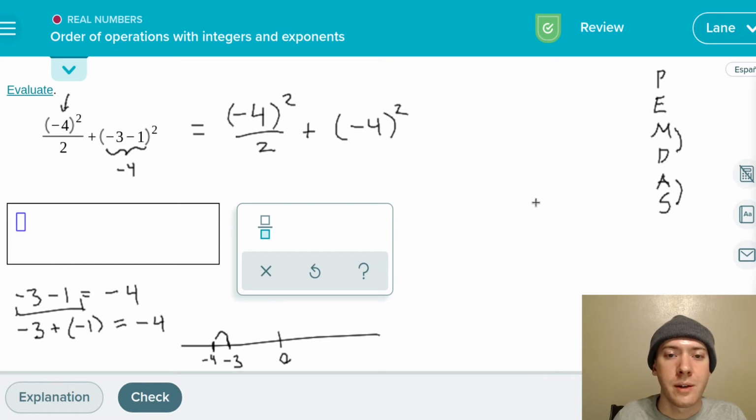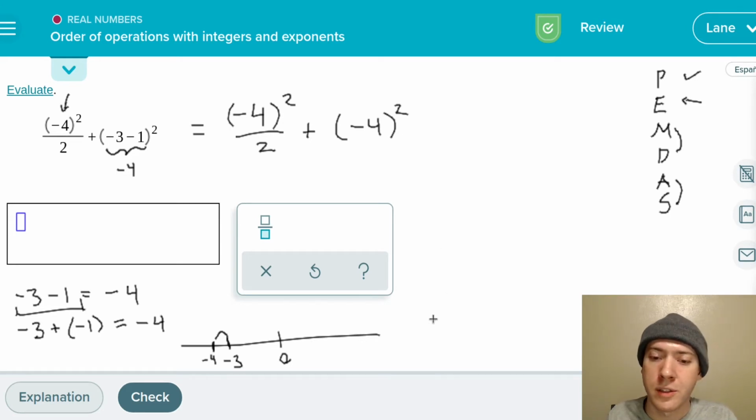Okay, now we've taken care of the parentheses part. We still have parentheses here, but like I said, with this one, there's not really anything to do in either one of these parentheses. Our next step would be to look at where there are exponents in this problem. There are exponents in two places, and in both of them, the problem is asking us what is -4 squared. We've got that in two places. So let's work that out down here.